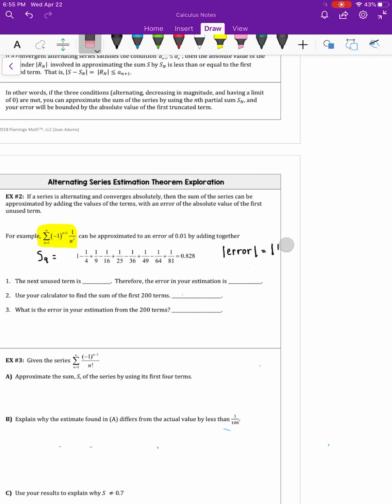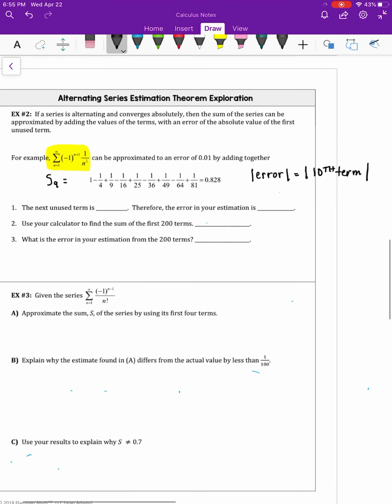So the absolute value of my error is going to be the absolute value of the 10th term, a sub 10. I didn't want to put R sub 10, but that's fine. The absolute value of the 10th term of the series, okay? Because we did S sub 9, it's the next term.